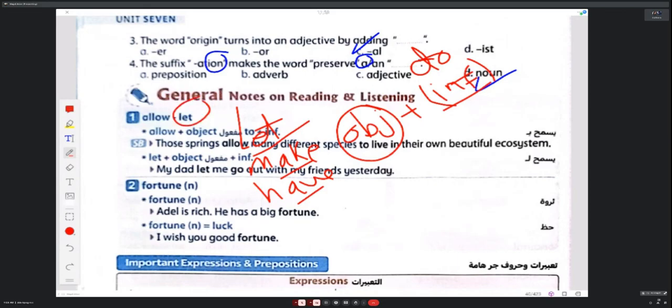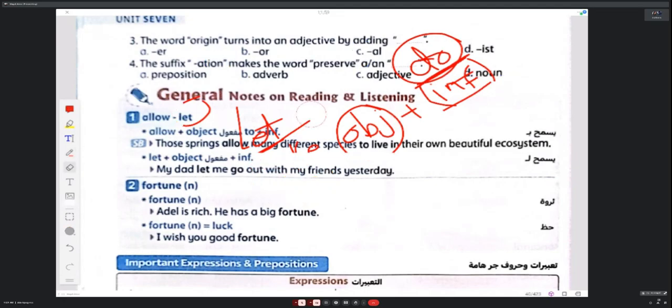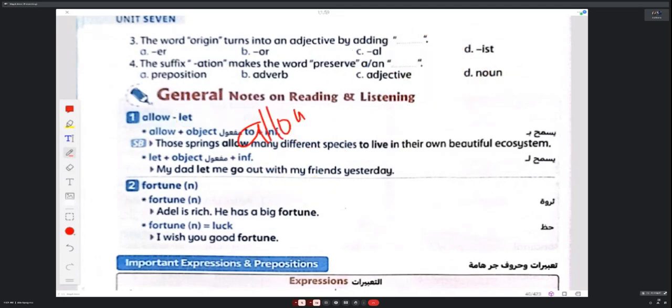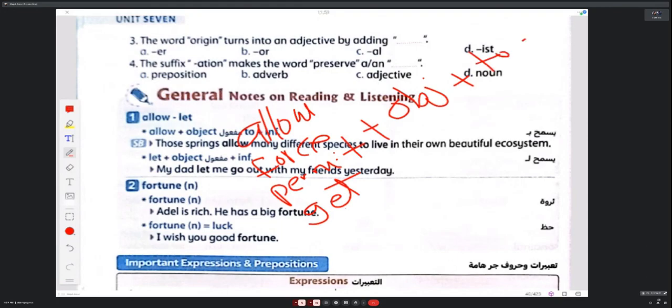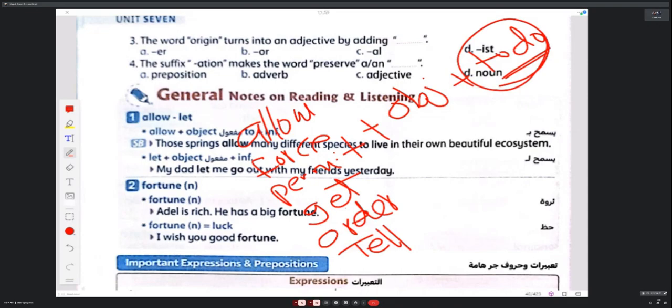The other rule, now we talked about let. Let is followed by infinitive without any additions. So let someone do, make someone do, have someone do. Allow, permit, get, plus object, plus the full infinitive to do. Allow someone to do something, force someone to do something, permit someone to do something, get someone to do something, order someone to do something, tell someone to do something. So we have "to do" here, but with let someone do, not "to do".